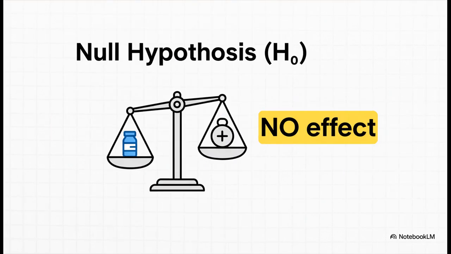Now, the way we start is kind of counterintuitive. The very first thing we do is assume our drug does absolutely nothing. We assume the opposite of what we're hoping to prove. In stat speak, this is called the null hypothesis, or H naught. Think of it as the default, status quo position. Our whole goal is to gather enough evidence to show that this no effect idea is probably wrong.